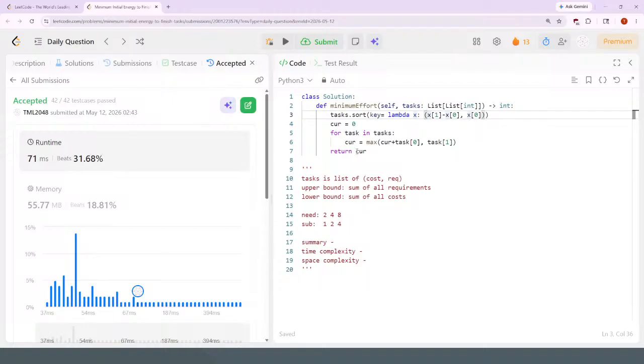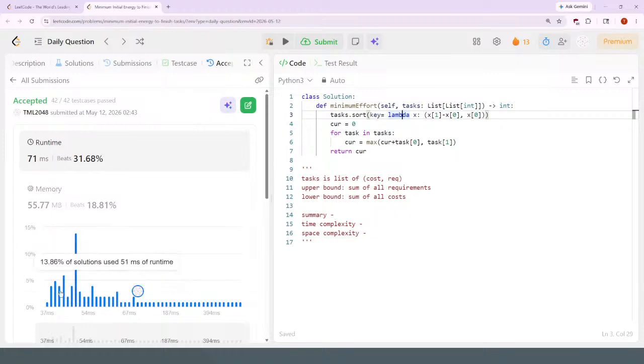I don't know, man. I don't know. I feel like this has to be without sorting, like the gap between this solution and the rest of the curve here. That's basically linear versus n log n.